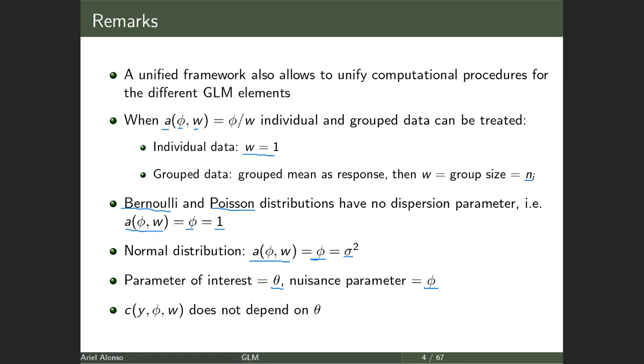And then finally, this C function, as I said before, will change depending on which specific model you're using, but the most important thing is that it doesn't depend on theta.